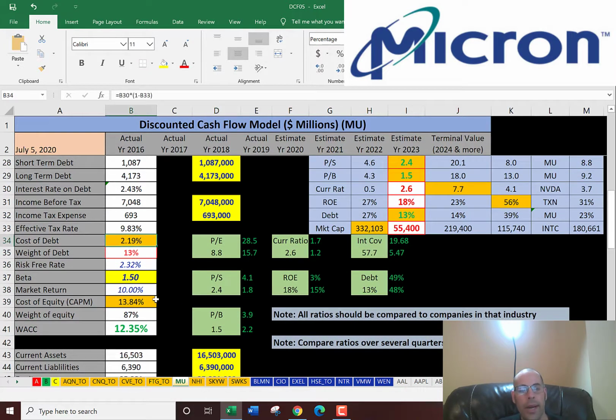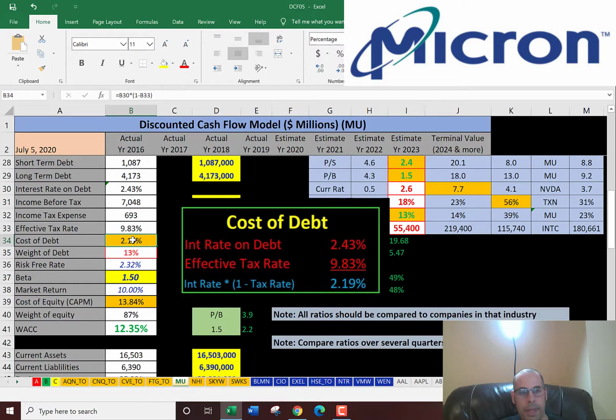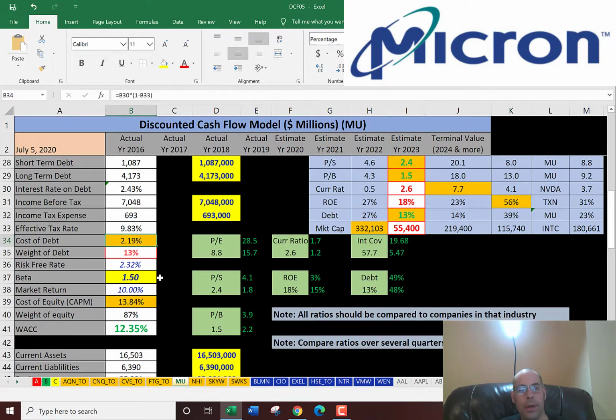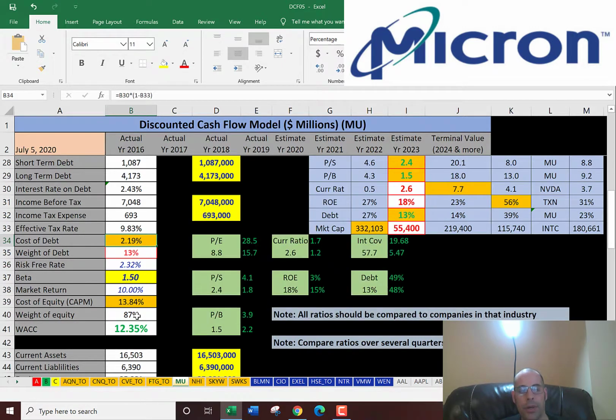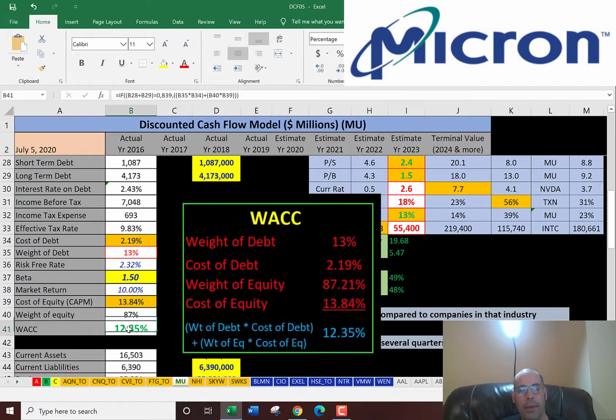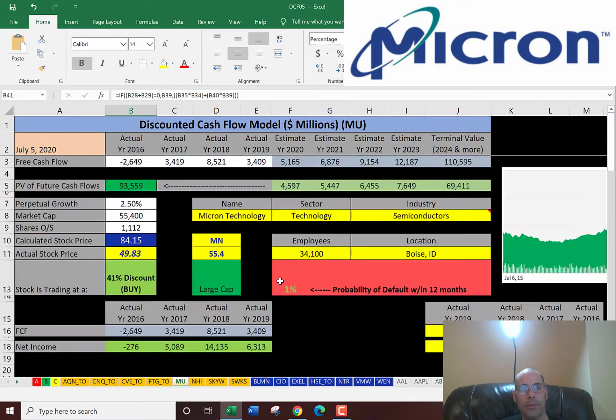So to figure out the weighted average cost of capital, it's a blend of the cost of debt and cost of equity. The cost of debt is 2.19%, and they have 13% debt in the capital structure. And the cost of equity is 13.84%. We figure that out using the capital asset pricing model. And they have 87% equity in that capital structure. So the weighted average cost of capital is 12.35%. And that's what we're going to use to discount the future cash flows.